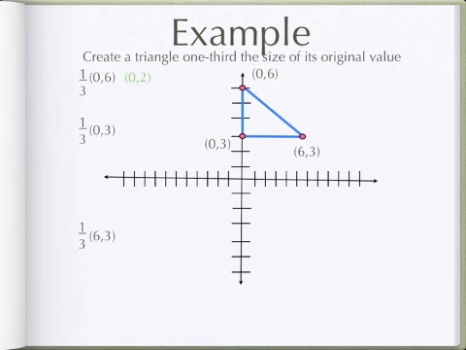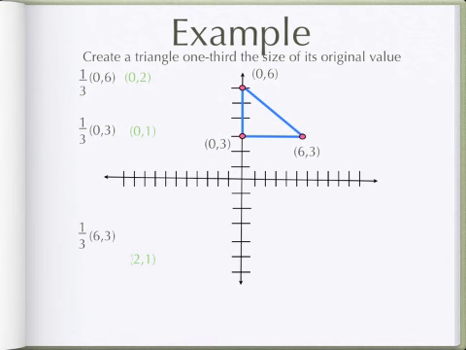And then I'll need to do the same thing for the next point. I distribute that 1/3 to the 0 and that 1/3 to the 3. 1/3 times 0 is 0, and 1/3 times 3 is 1. So now my new point from 0, 3 becomes 0, 1. And again, the same thing for the last point. I distribute the 1/3 to the 6 and the 1/3 to the 3 and get the point 2, 1.